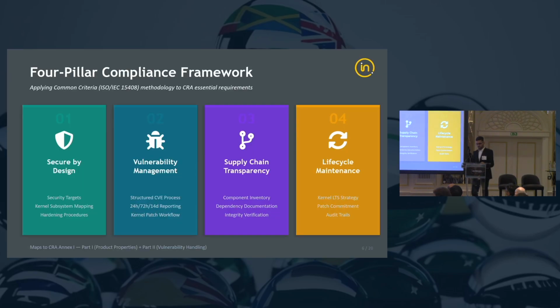So this is the framework which I was referring to. I've tried to segregate it into 4 pillars. One is secure by design, vulnerability management, your supply chain transparency, and lifecycle maintenance. What I've tried to do is map them to each of the portions of your CRA requirements. So we'll go into each pillar one by one.